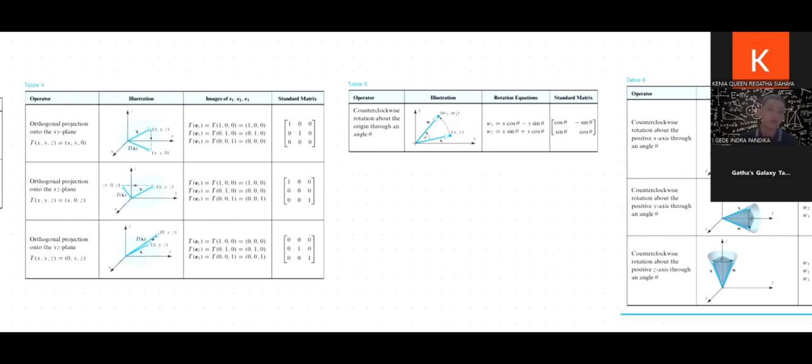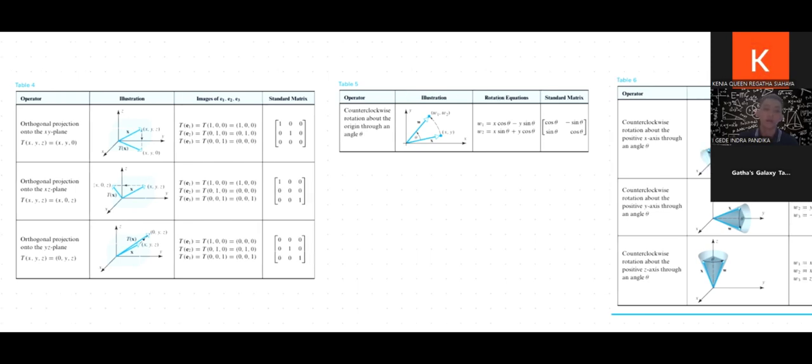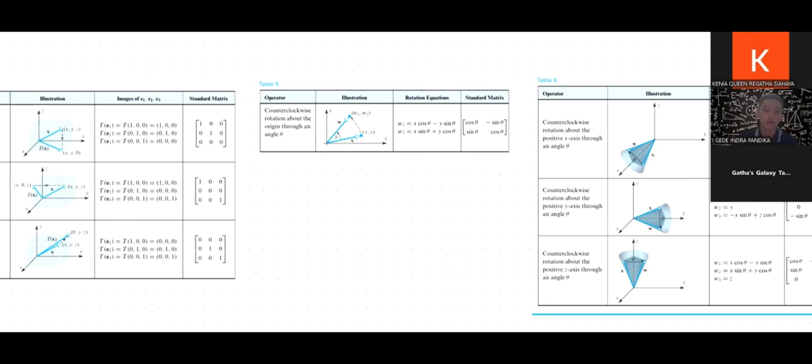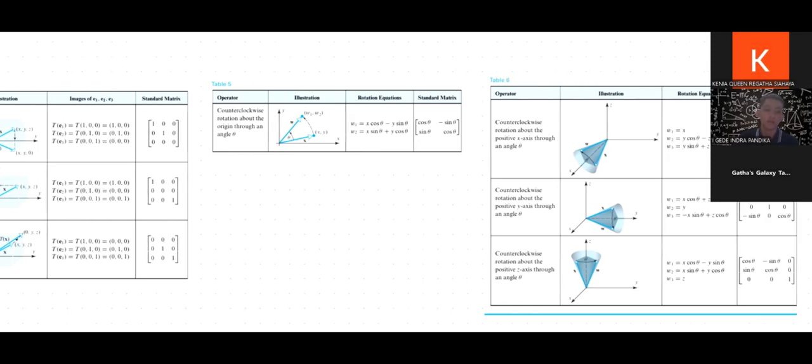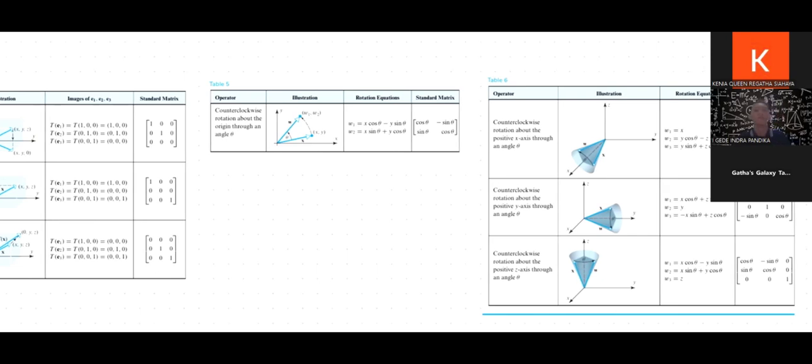And the last is orthogonal projection onto the yz plane with the general equation transform T of vector x, y, and z equals 0, y, and z. So here we have to change the value of x, from 1, 0, 0 to 0, 0, 0, and the values of E2 and E3 do not change. So the standard matrix will be like this: 0, 0, 0, 0, 1, 0, 0, 0, 1.